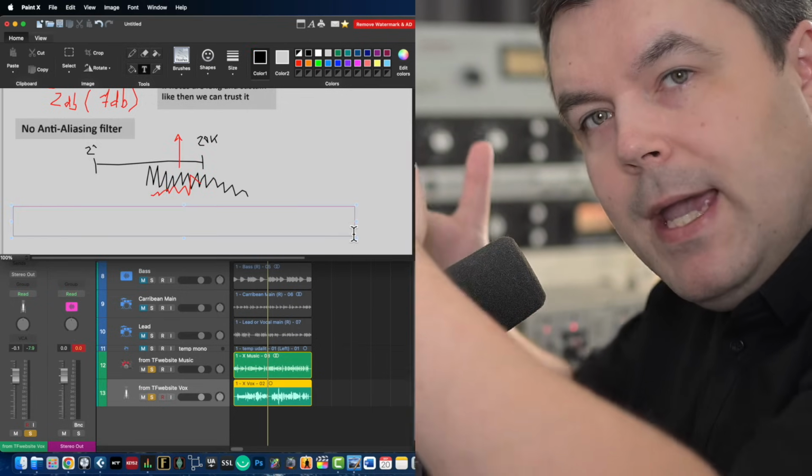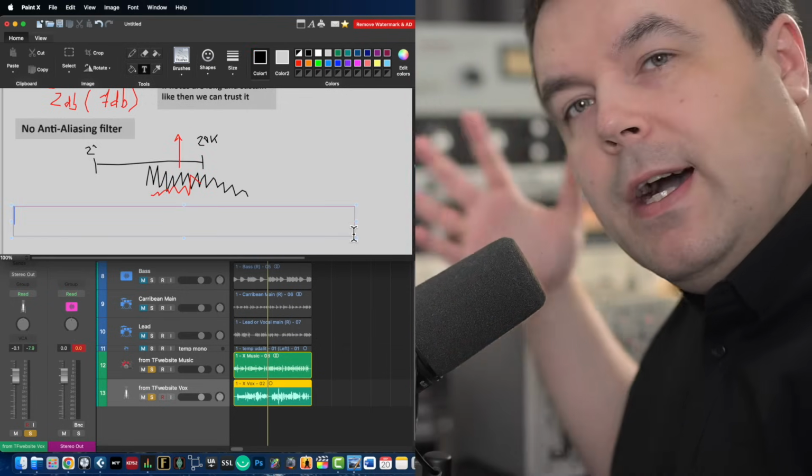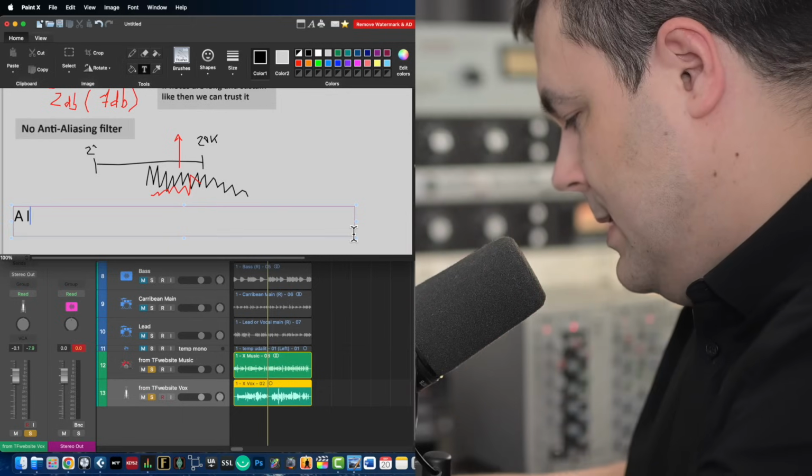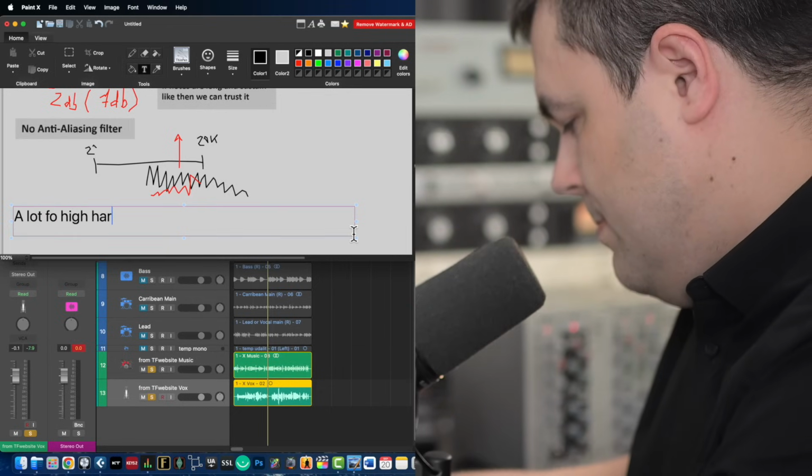This compressor has many harmonics, a lot of high harmonics.